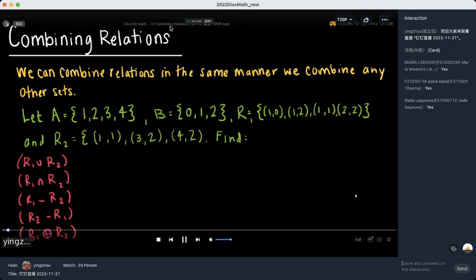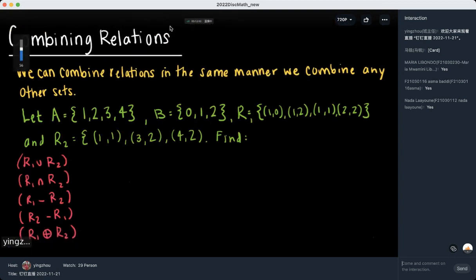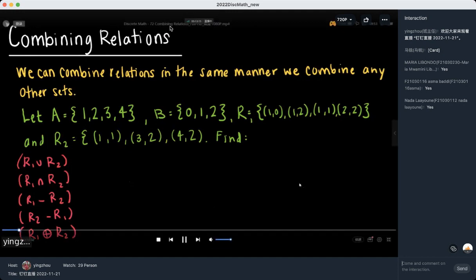So when we combine relations, we're essentially using the same rules that we use when we combine any other set. It doesn't matter that it's a relation. Just like I could find A union B, which would be all of the elements of A and all of the elements of B, I could do the same thing for R1 and R2. So we're going to work through these together, but all of these concepts should be familiar to you.